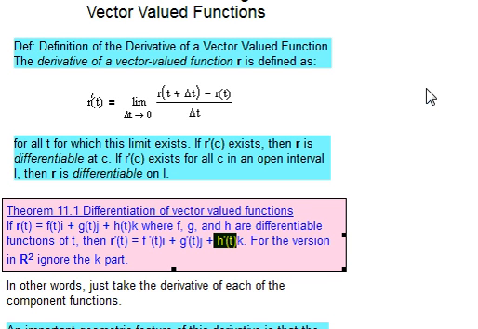And I would say if you don't have a k, if your vector-valued function is only in 2 dimensions, then just f prime i plus g prime j is the derivative of your vector-valued function.